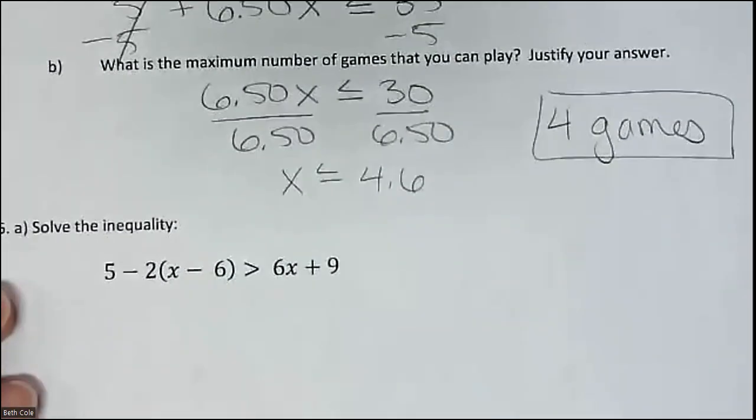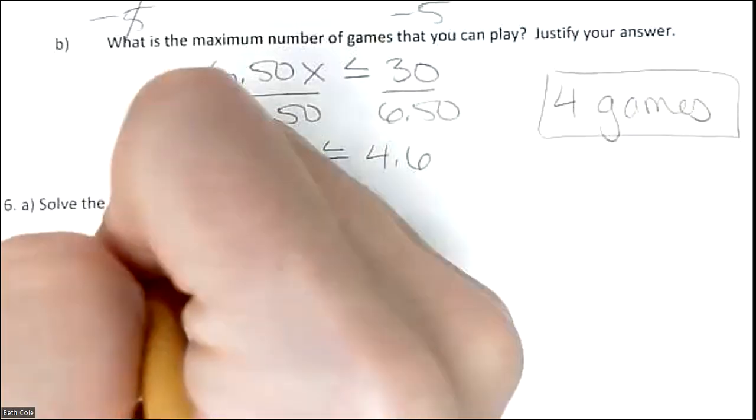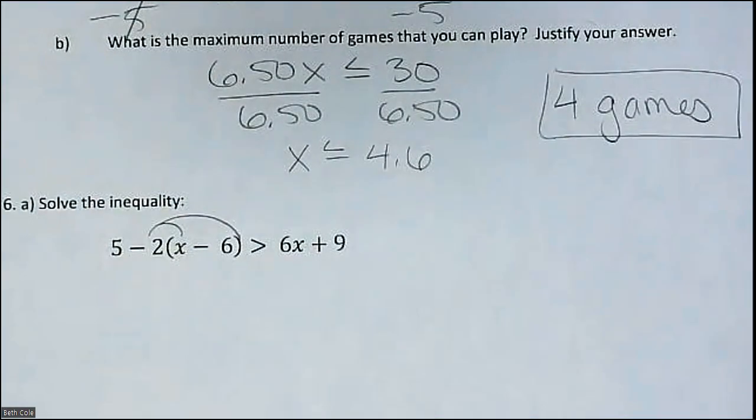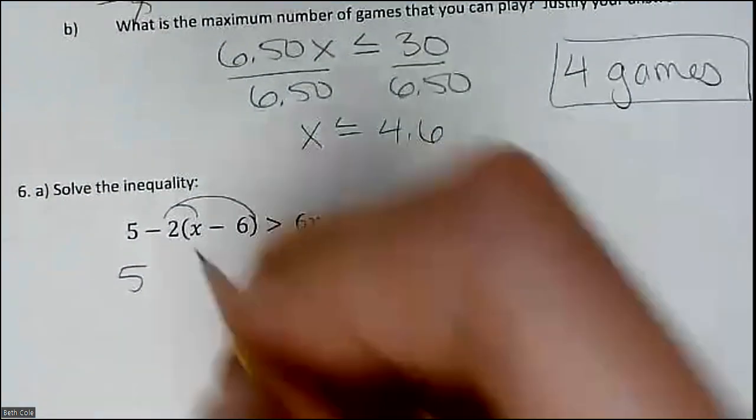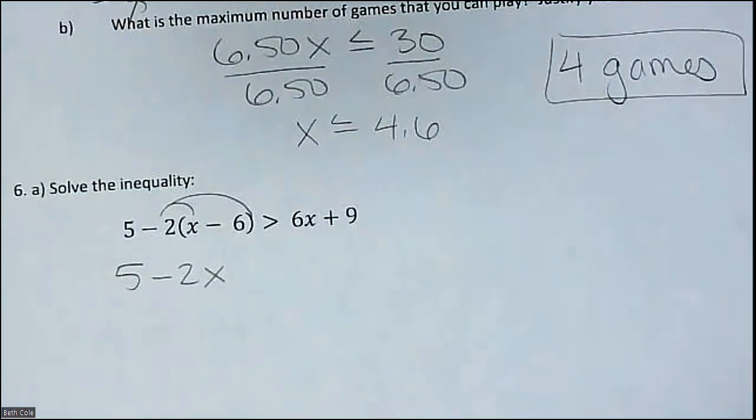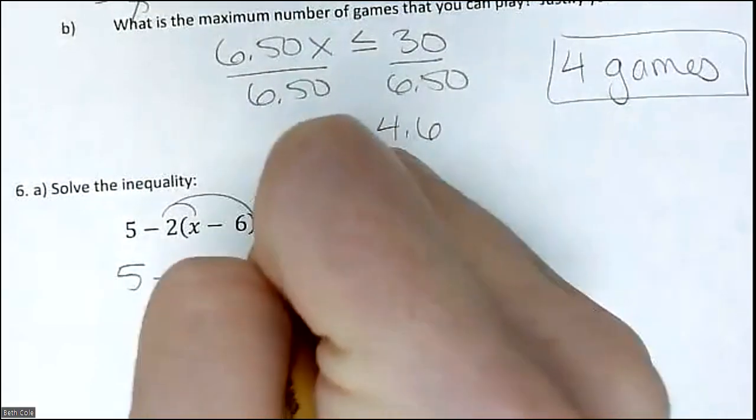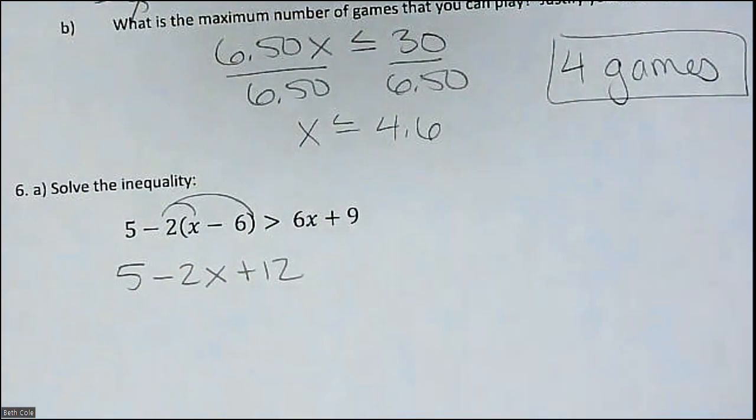All right, here are the parentheses. This is where distributing comes in. You're going to have to distribute not a 2, but a -2. Very good. So it would be 5, and then what? If you distribute a -2, what are you going to get? -2x. Good. +12 because negatives cancel.